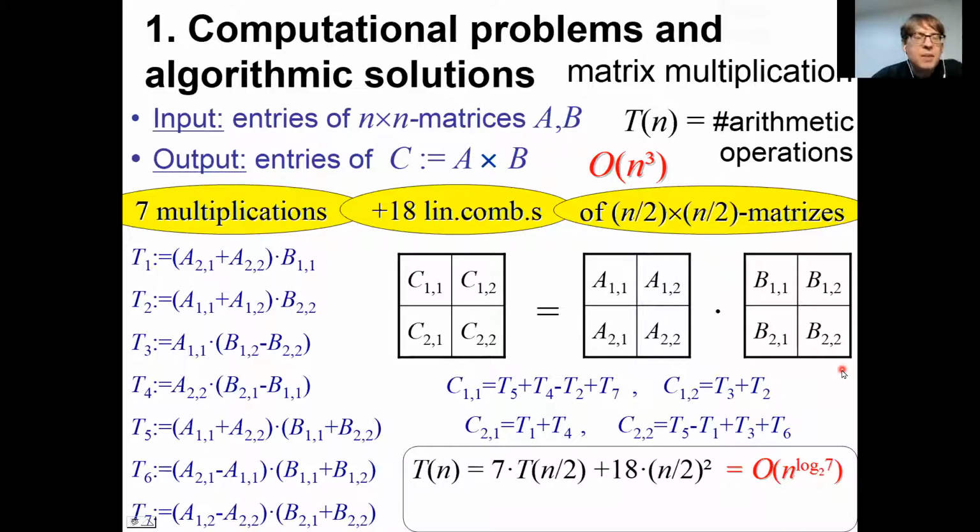Again, an example of an improved algorithm, which again raises the question: is this optimal? Is this the end of the story? Is this the best algorithm? And the question is asked in the chat, why are there 18 linear combinations? Please count them yourself. Also, it doesn't really matter if it's 18 or 15 or 50, because this is a constant that is going to be ignored asymptotically anyway.